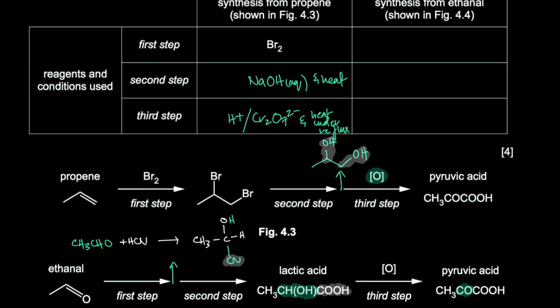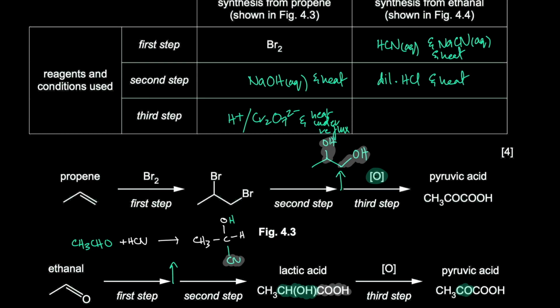So in the first step, we have nucleophilic addition of HCN. So we're going to use HCN aqueous and NaCN or KCN as a catalyst, and we're going to heat. And then in the second step, we're hydrolyzing the nitrile to a carboxylic acid. So we can use dilute HCl and heat under reflux.